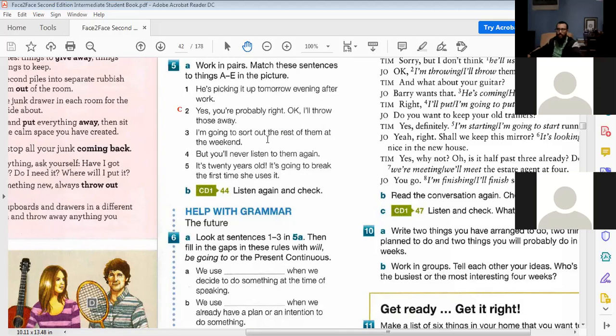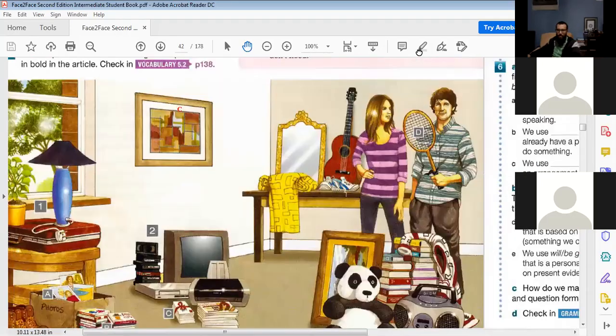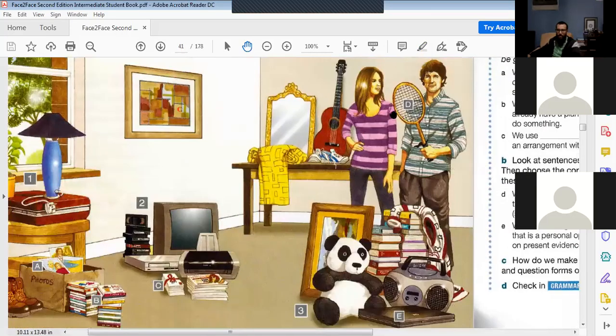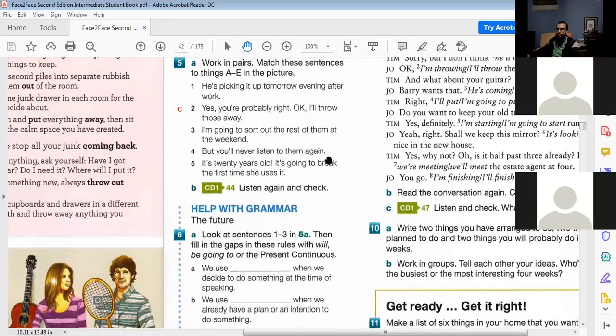I'm going to sort out the rest of them at the weekend. Sort out what? What is something that needs sorting out? The photos? It makes sense, right? Or CDs. So maybe A, maybe B. But I think A. You think the photos, right? Yes, because he wants to copy them into the computer.